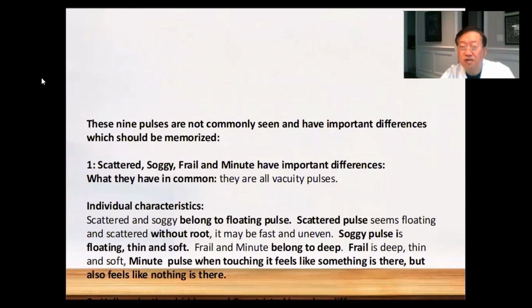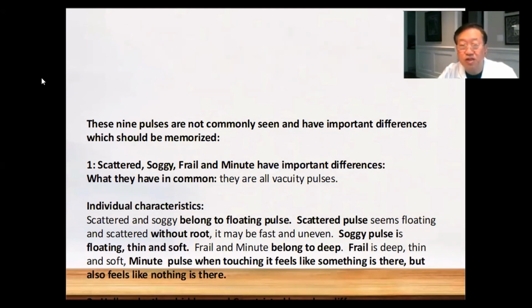These 9 pulses are not commonly seen and have important differences that should be memorized. 1, scattered and soggy, frail and minute, have important differences. What they have in common is they're all vacuity pulses. Individual characteristics. Scattered and soggy belong to floating pulse. Scattered pulse seems like floating and scattered without root. It may be fast and uneven. Soggy pulse is floating, thin and soft.